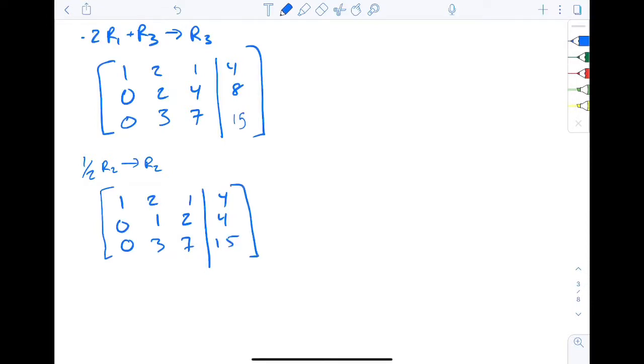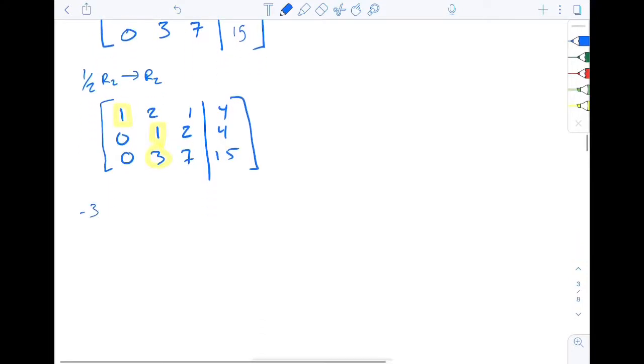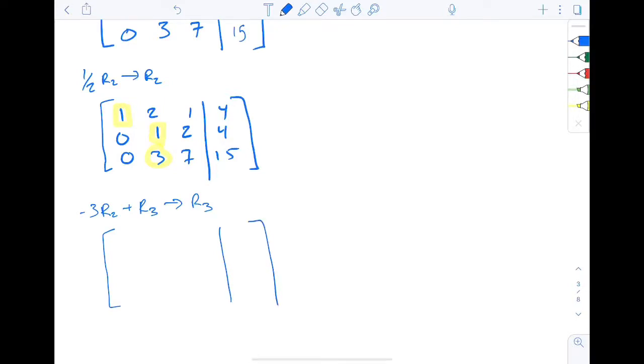All right. So I have a 1 here and a 1 here. I'm going to try and kill this thing. So let's go with negative 3 times row 2 plus row 3. Put that in row 3. And I'll go through this algorithm more in detail in a bit, okay? 1, 2, 1, 4, 0, 1, 2, 4.